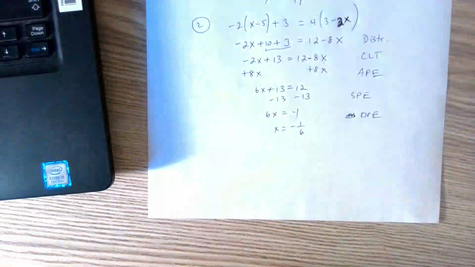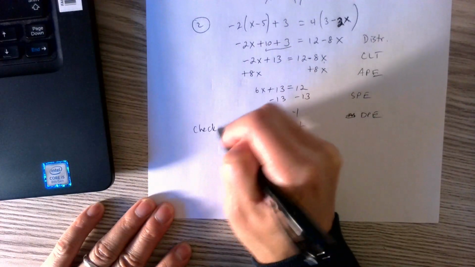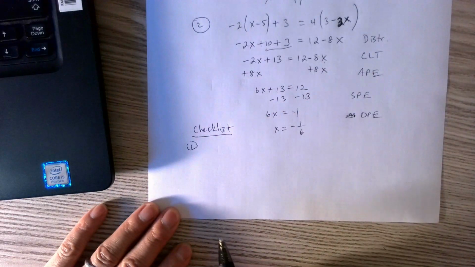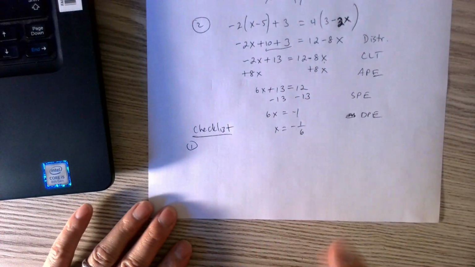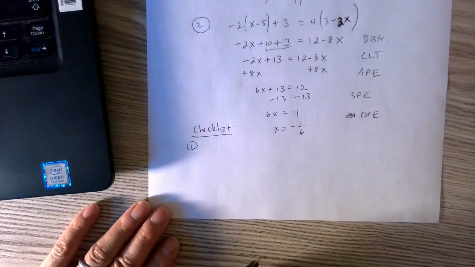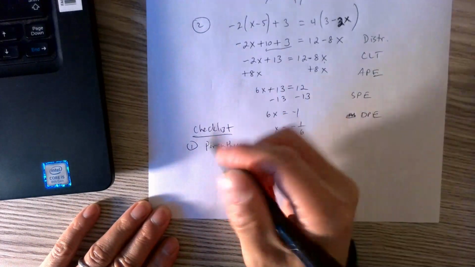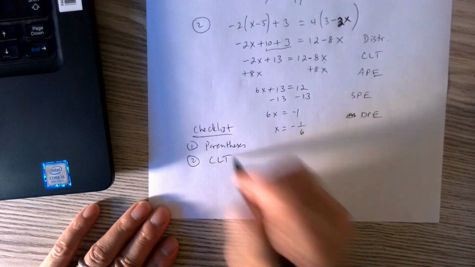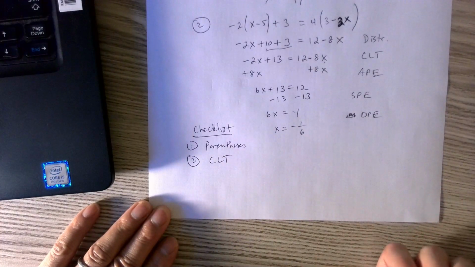Okay, so you might have noticed that there's sort of a checklist I go through when I solve my equations. So the first thing I check for is parentheses. If I have any parentheses, I get rid of those first because parentheses just make things look really messy. So I use distributive property to get rid of my parentheses. And then after that, I combine like terms, if there's anything to combine. Sometimes there is, sometimes there isn't.